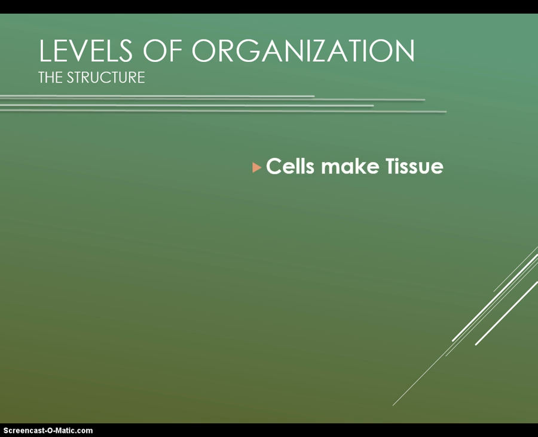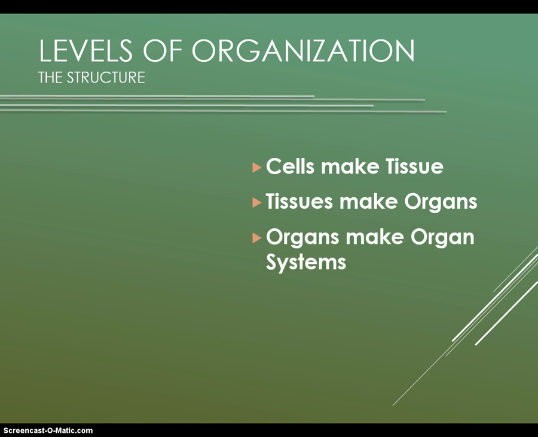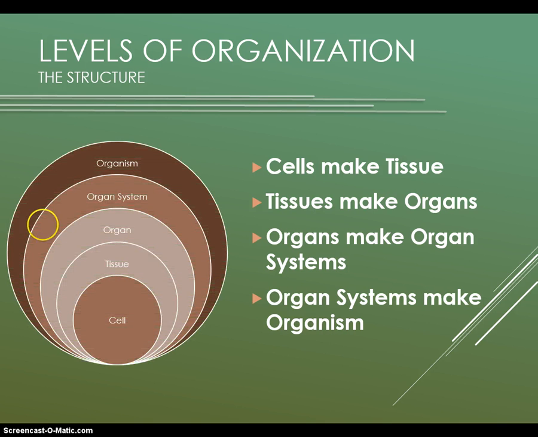We know these things, that cells make up tissues, that tissues make organs, organs make organ systems, and that organ systems make organisms. We can make a cool graphic that looks like this so that cells are the smallest and they lead all the way up to an organism. This is the structure of life, of living things, plants and animals. I think you understand this.